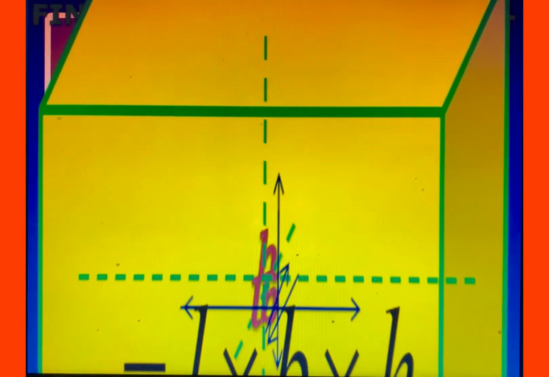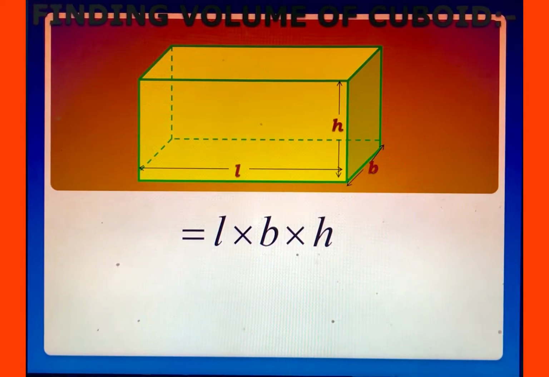Now how can we find the volume of cuboid? Dear, you know very well length and breadth and height of the cuboid are different. Let us say length is L, breadth is B and height is H. So in this cuboid the volume of cuboid is length into breadth into height, that is L into B into H, and the unit of volume for the cuboid is cubic units.